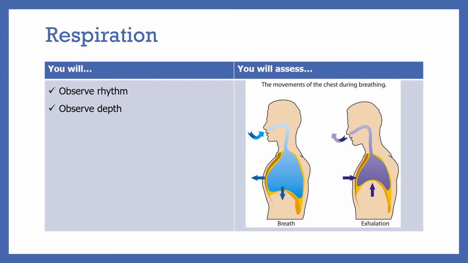Normal resting respiration rate in adults is between 12 to 20 breaths per minute. Observe the client's respiratory rhythm. If it's irregular, count for a full minute. Observe the respiratory depth. The normal equal bilateral chest expansion is 1 to 2 inches. Unequal, shallow, or extremely deep chest expansion and labored or gasping breaths are abnormal.